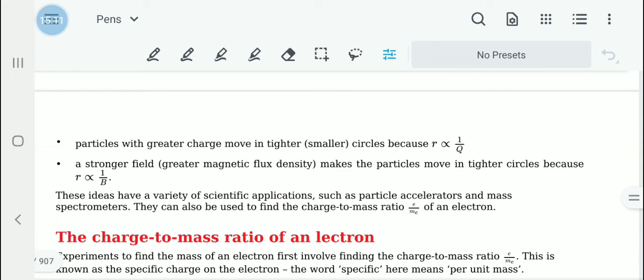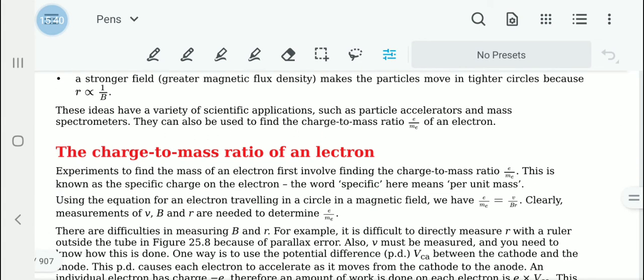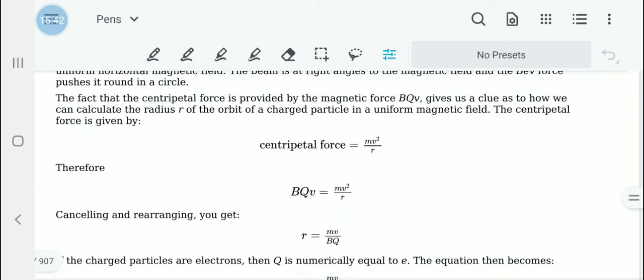So these ideas we have used especially in analyzing and identifying different components of different chemicals, and using particle accelerators to obtain energy. As of right now, we don't use it, but in the future there is a possibility that we would use these. So these have a lot of practical applications. Let's write down a note.